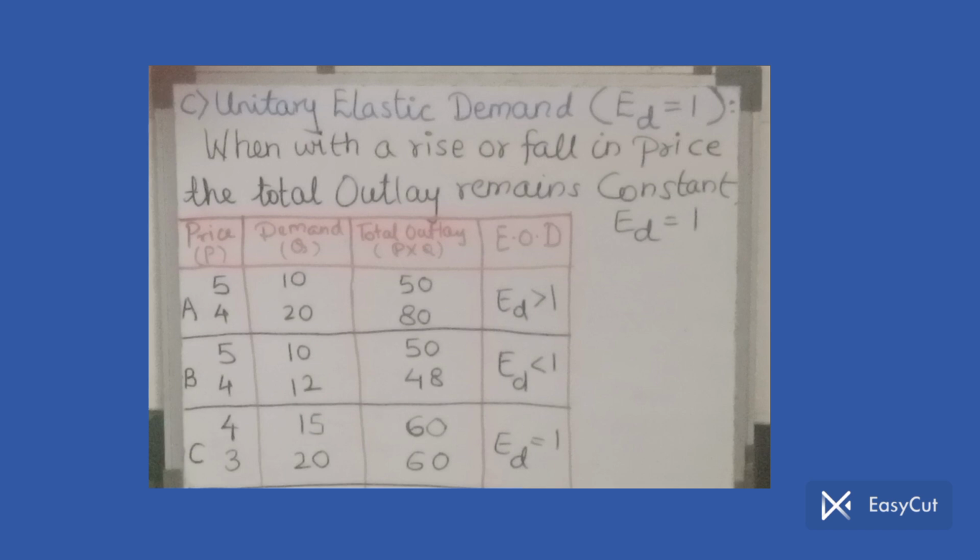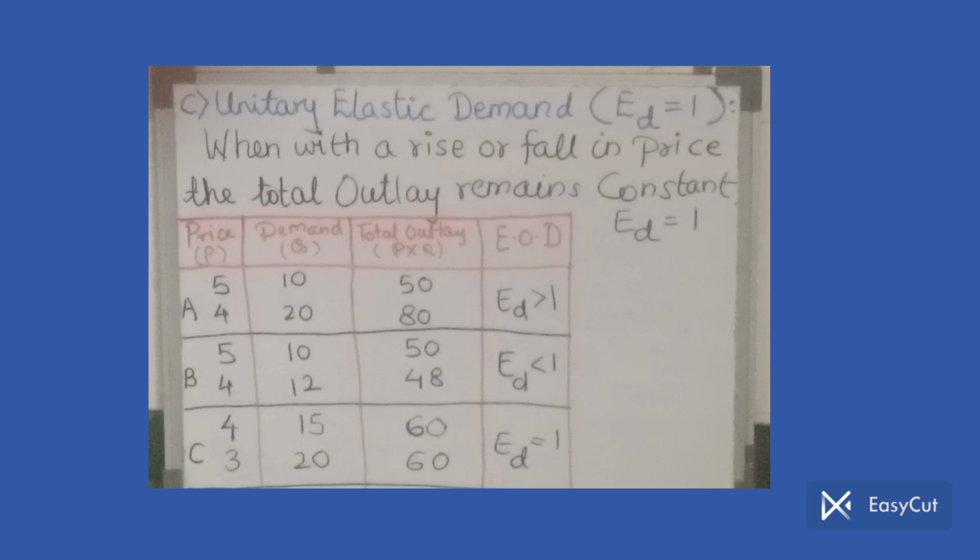In the second example, that is B, again I have kept the same price, 5, 4, demand 10, 12. There is a rise in demand, but a very little rise in demand. So that's why the total outlay becomes 10 into 5, 50. In the other case, 12 into 4, 48. So ED is less than 1 because it is a case of relatively inelastic demand. When the total outlay decreases, then ED is less than 1. It is the case of relatively inelastic demand.